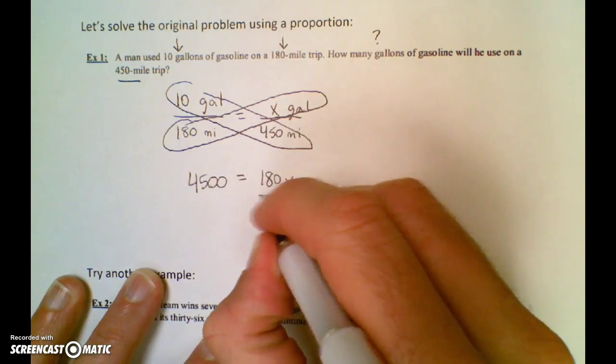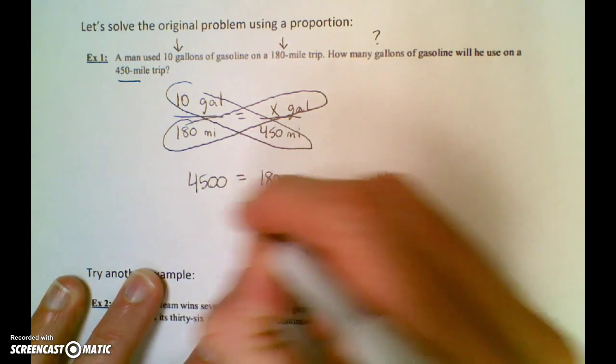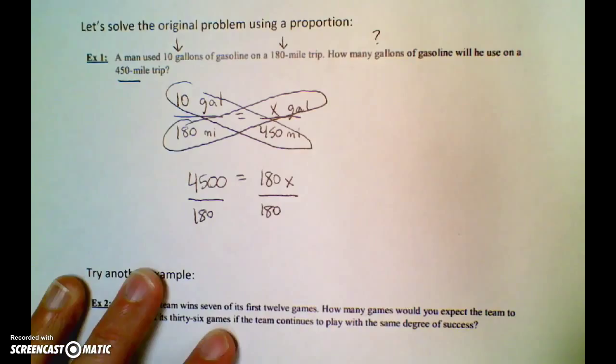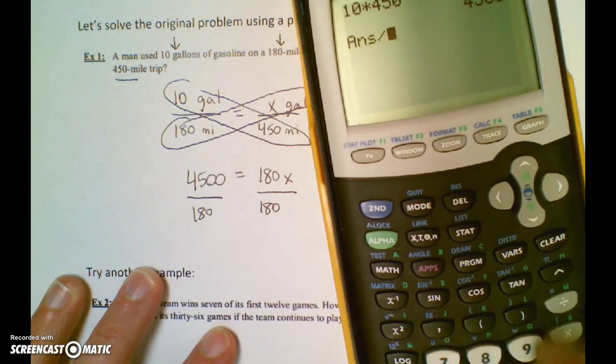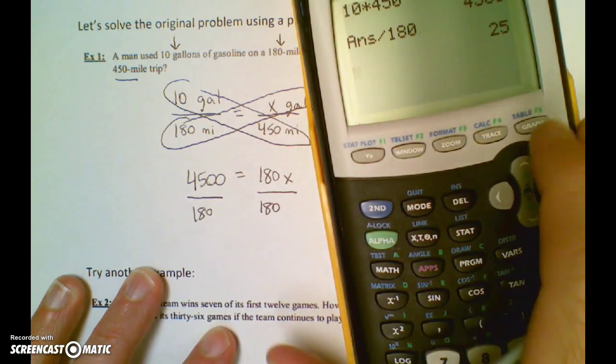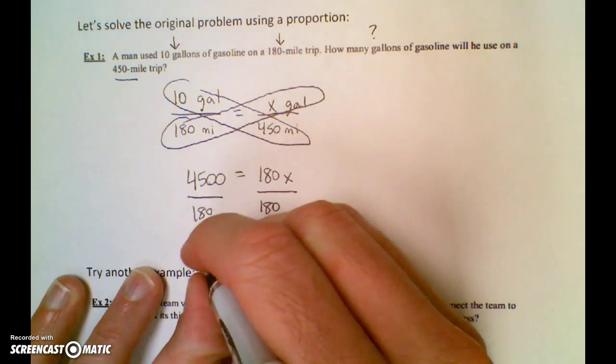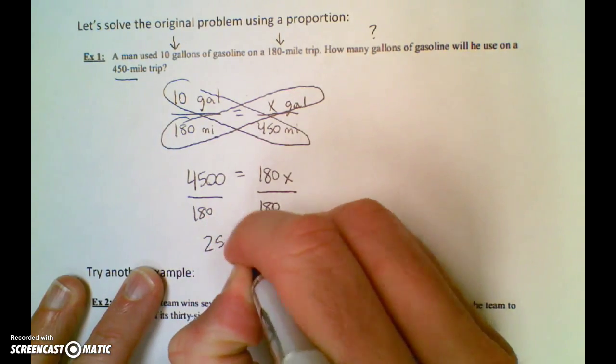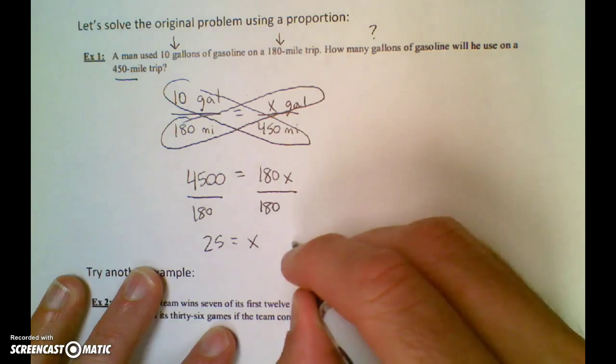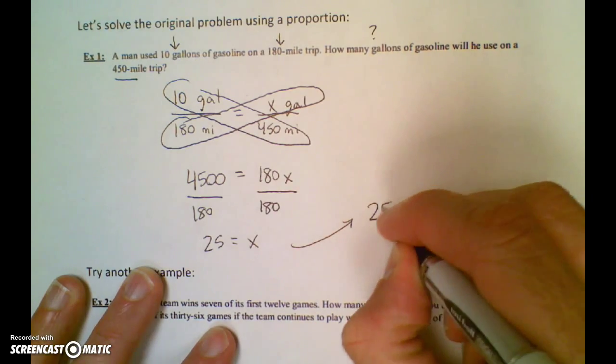So from here, I divide by 180 because that's the number in front of the x. So 4,500 divided by 180 is 25. So think back to what we were solving for. It was 25 gallons.